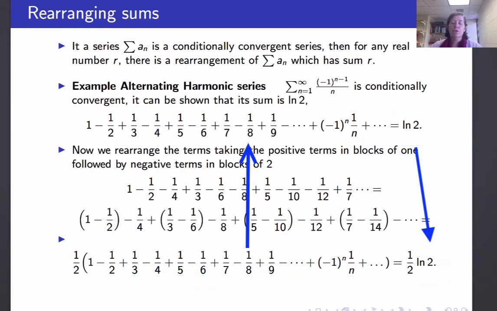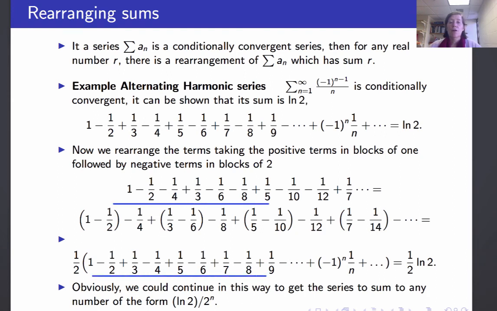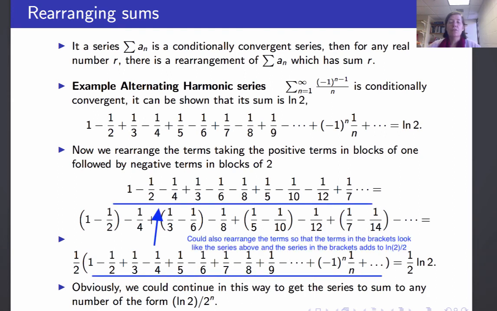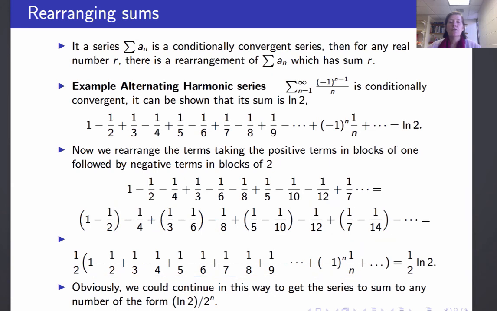And now I could perform the same operation on the alternating harmonic series in brackets here, and find that the sum of this series is also equal to 1/2 times 1/2 times the sum of the alternating harmonic series, which is 1 over 2 squared times the natural log of 2. And by applying this technique over and over, I can rearrange the terms of the alternating harmonic series to give me a sum of the form the natural log of 2 over 2^n for any n.